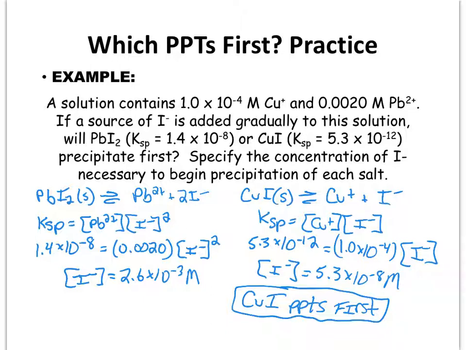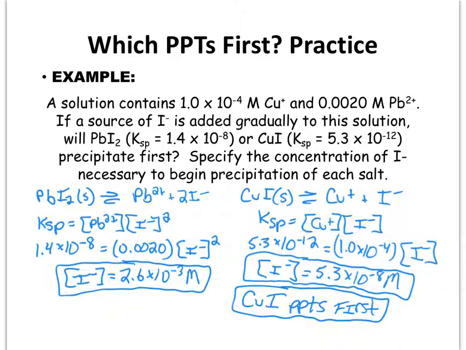But then the follow-up question here is that it wants us to specify the concentration of I minus necessary to begin the precipitation of each salt. Well, we already did that. This is the concentration of I minus needed to precipitate out the PbI2, and this is the concentration of I minus needed to precipitate out the CuI. So that's how you do a which precipitates first problem. Write the KSP for each of your possible precipitates, plug in what you know, solve for the concentration of your unknown, or the substance being added, and the lower value of your substance being added will be reached and therefore precipitate out first.